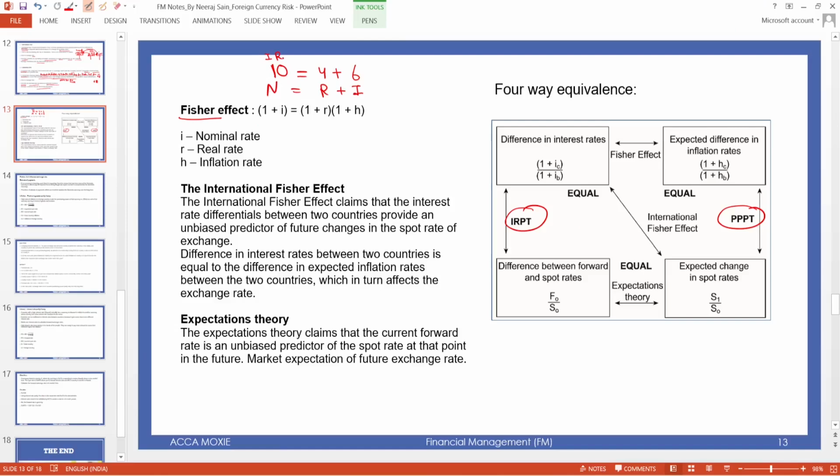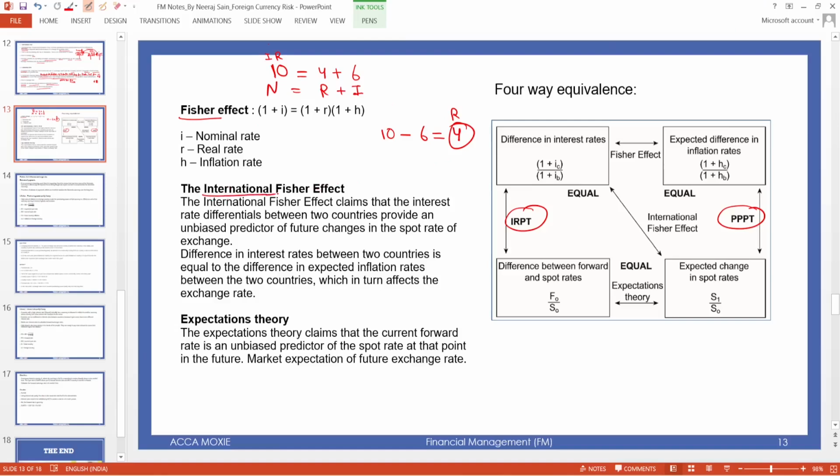interest rate, but this is the nominal interest rate you are getting from the bank on your deposit. But after excluding the inflation, because out of 10, 6 you are getting due to the inflation, so the real return you are getting is only 4. Okay, the real return you are getting from the bank is 4. This is the explanation behind this. Okay, I hope you can understand. So next is the Fisher effect.